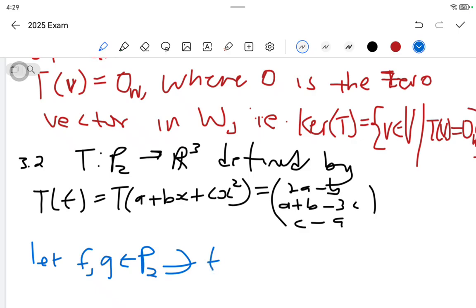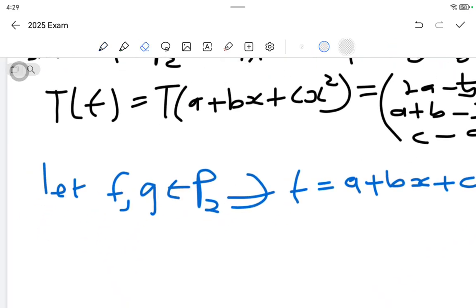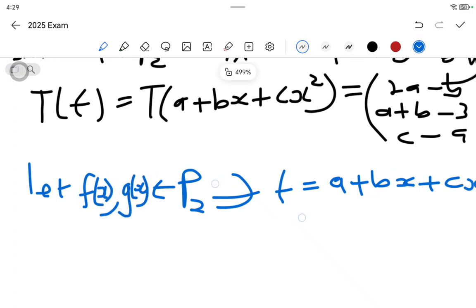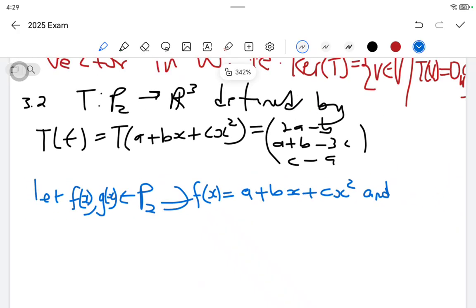Such that f, we know that it's equal to a plus bx plus cx squared. So for us to edit this and make it look real, we can just decide to say, instead of f, we say f of x, and instead of g, we say g of x, so that it can make sense to us. We can have something that makes sense, right? F of x and g of x is equal to a1 plus b1x plus c1x squared.